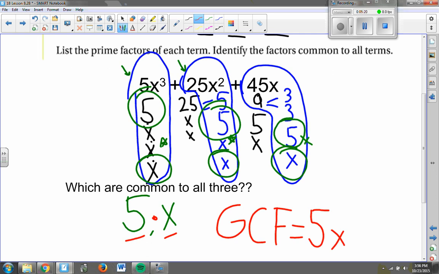That is how to find the greatest common factor of a polynomial. You list out all the terms of the 3 pieces, or 4 pieces, or 2 pieces, or however many there are. Find the ones that are common, and multiply all the common ones together.